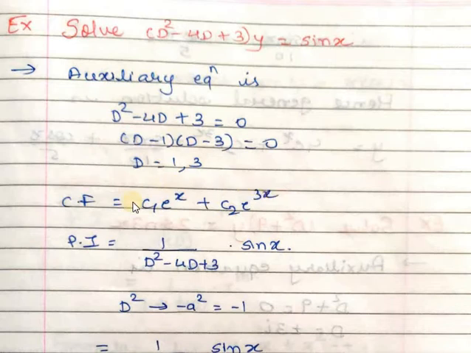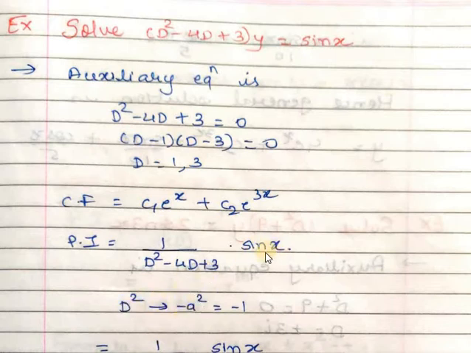Now we will find the PI, that is, the particular integral. What is the formula of PI? It is 1 divided by f(D) into capital X. What is f(D)? It is D² − 4D + 3. So this will be 1 divided by (D² − 4D + 3) into sin x, because capital X is sin x. So here, by case 2 of PI, we will have to replace D² by −a².